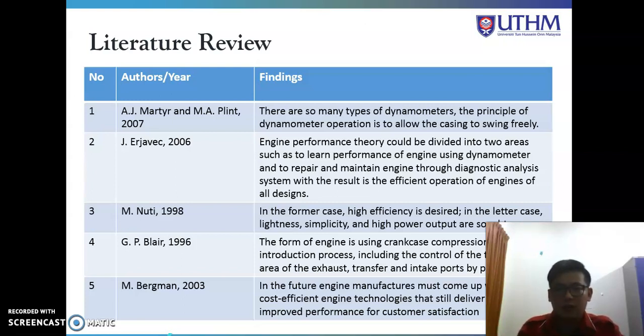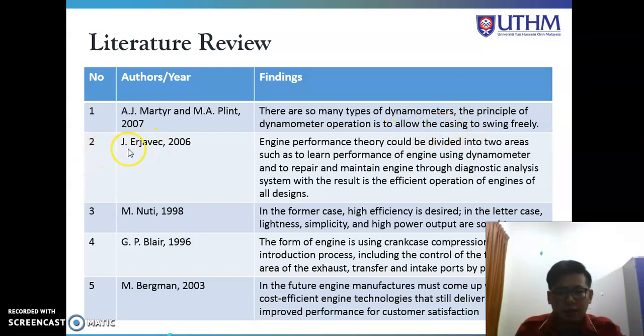Now is the literature review of this project. The first one, the authors are A.J. Martyr and M.A. Plint in 2007. Their finding is there are so many types of dynamometers. The principle of dynamometer operation is to allow the casing to swing freely.